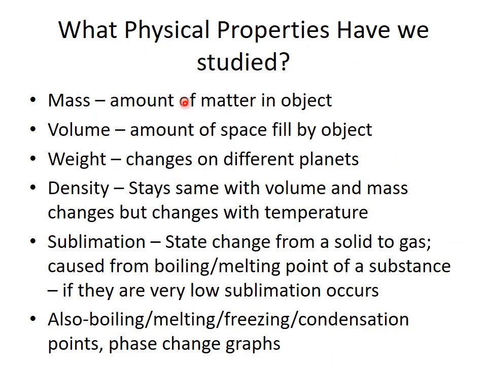So last slide here is just summarizing some of the physical properties that we've studied in the last part of the unit. Make sure you pay attention to weight versus mass. Mass is the amount of matter in an object. Weight changes on different planets, but this is also a measurement of gravity's pull on an object. Volume, the amount of space filled by an object. Density stays the same unless you change the temperature. And then sublimation, a summary.